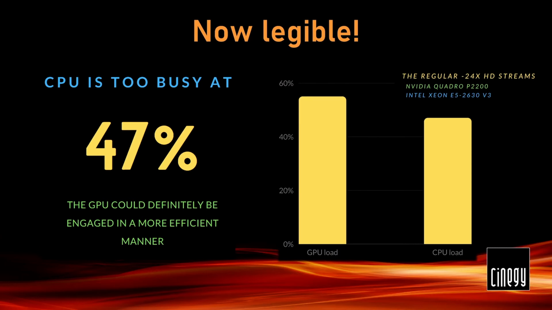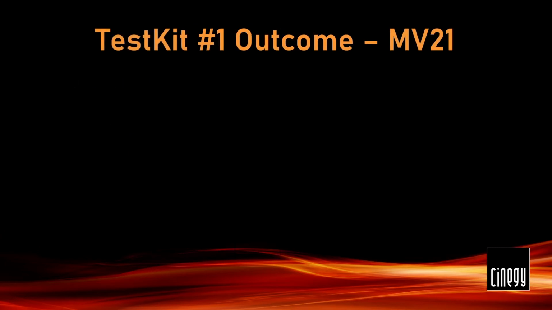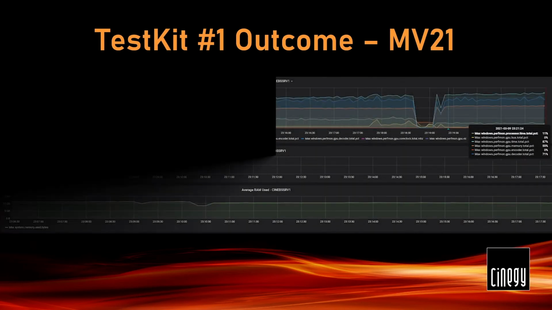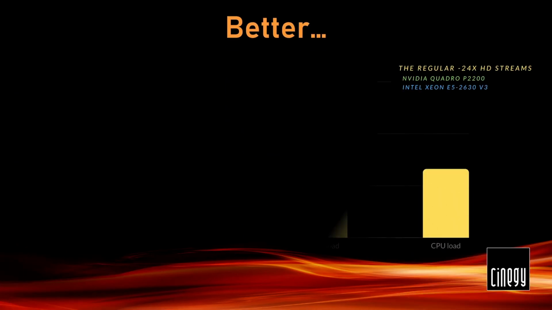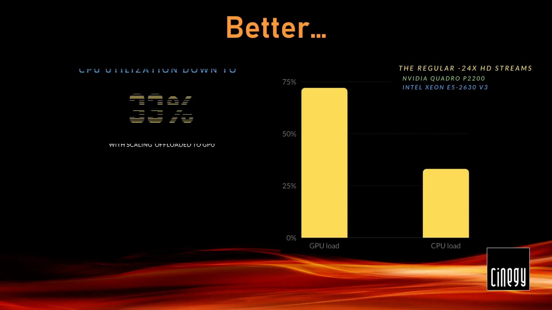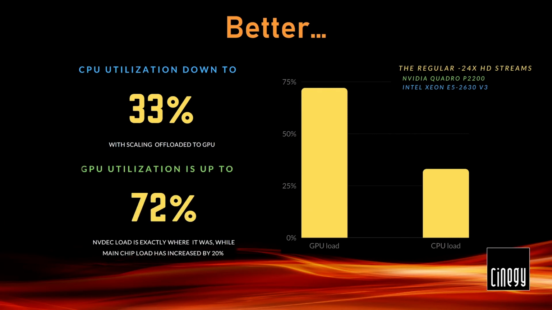Next step, upgrading Multiviewer to a development version 21 that includes our changes to scaling, and voila, we see the CPU load significantly decreased. CPU now running at 25 to 30%, while the GPU is now pretty busy at 75% load. Having had another look at the GPU-Z sensors, I saw that the general GPU load has increased, whilst video engine stays pretty much where it was in Multiviewer 15.